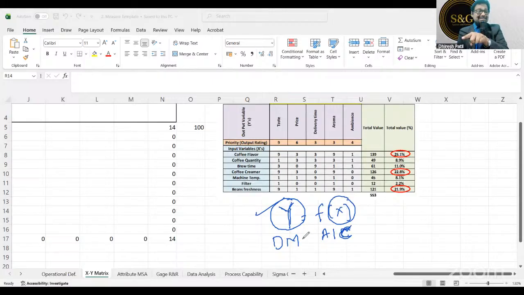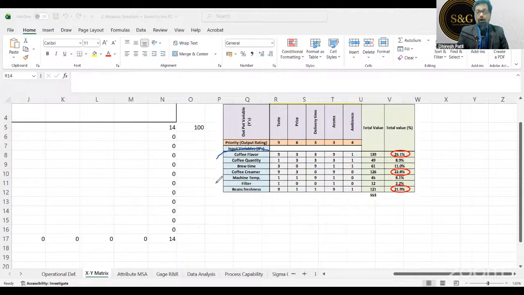So define and measure phase is only focusing on the output. And when we switch to analysis phase, then we start focusing on the X's which are impacting your output. Now, the question arises, why are we doing XY matrix in measure phase when we are not doing anything for X? So here is the answer. Once we do the XY matrix, we get all the X's. We will check whether we have the data for all these X's. If the data is not there, we can start collecting the data.